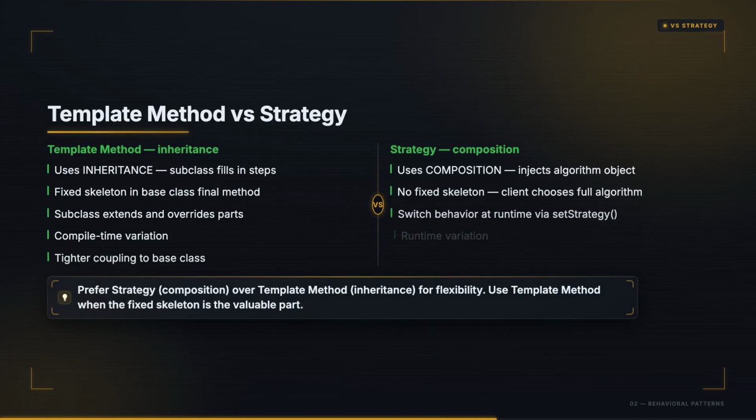Template method versus strategy. Both vary the algorithm. Template method uses inheritance. Variation lives in subclass overrides. Strategy uses composition. Variation lives in injected objects. Use strategy when you need to swap algorithms at runtime or mix behaviors. Use template method when the skeleton is stable and the subclass relationship already makes sense in your type hierarchy.